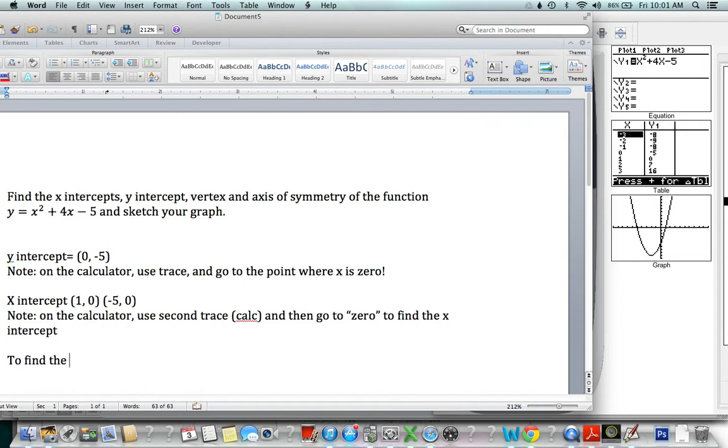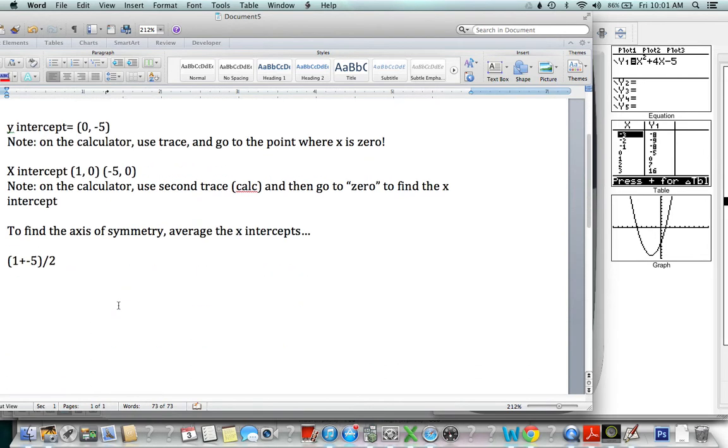So to find the axis of symmetry, average the x-intercepts. All right, so we have 1 as one of the x-intercepts, and we have -5 as the other. So we're doing 1 plus -5 all over 2 should give us the axis of symmetry. That is -4 over 2, which is -2. Well, you know what? That required some work on our part. But anyway, the axis of symmetry is x equals -2.